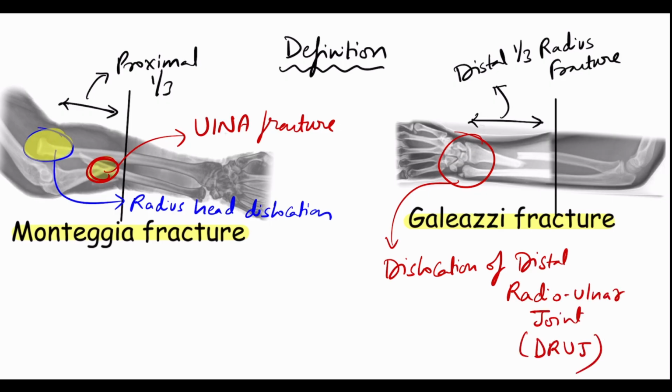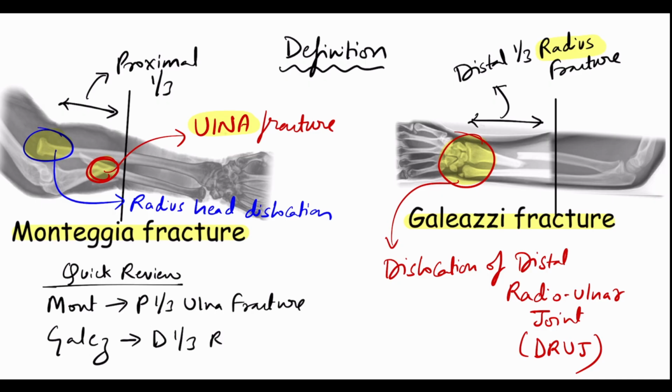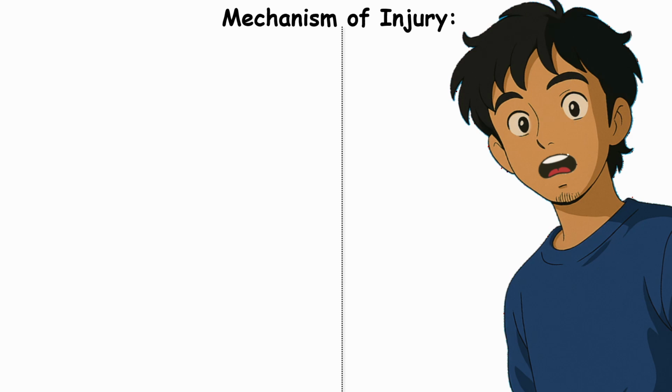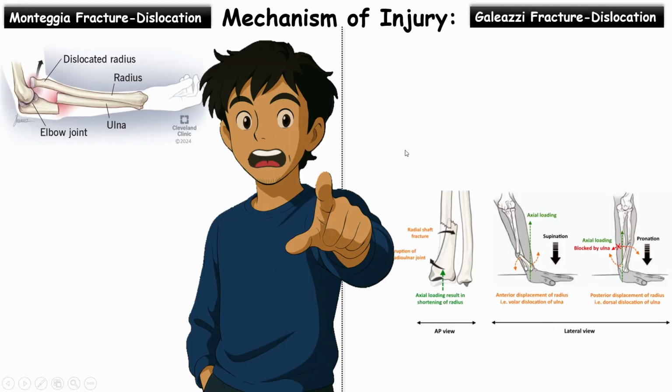Let me just highlight the important stuff and then let's quickly summarize. So we have the Monteggia fracture, which is like this, and we have the Galeazzi fracture, which is like that. Pause for a moment and go through this. Next is mechanism of injury. So Monteggia and Galeazzi. By this time we know what is what. Hopefully there is no confusion.